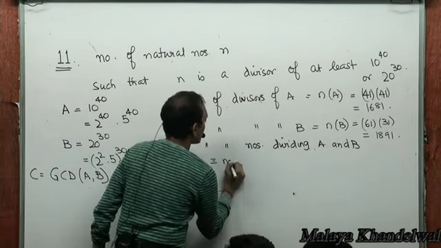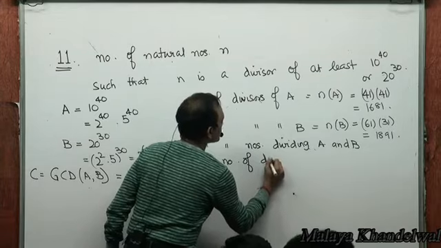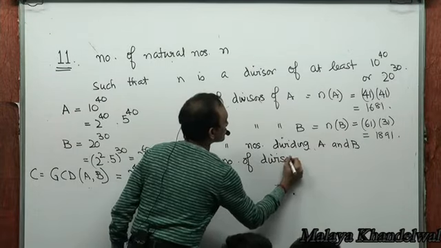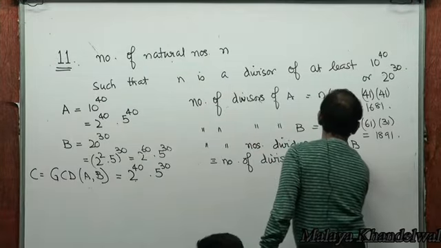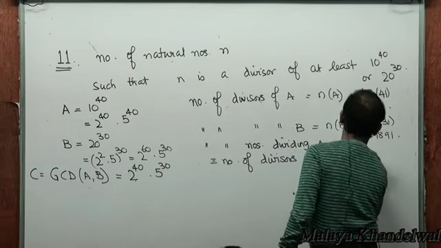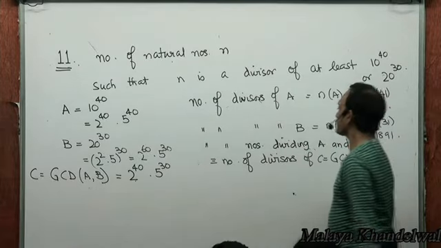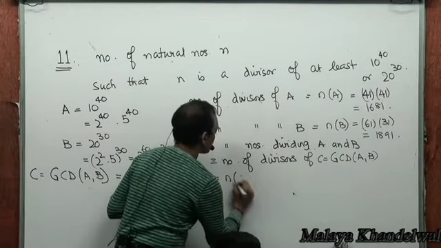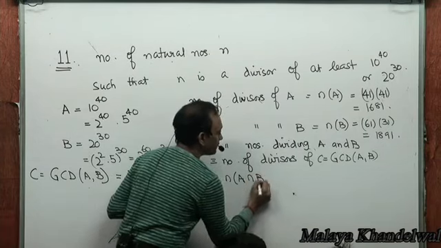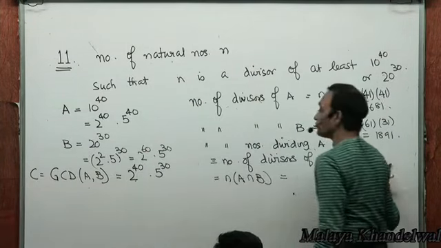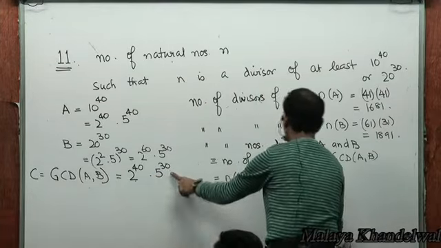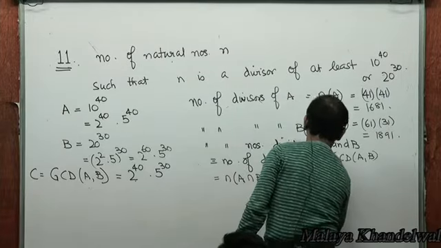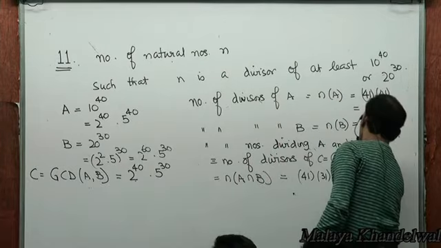The number of numbers dividing A and B is the number of divisors of C, which is the GCD of A and B. How many divisors of this? 41 into 31, which is 1271.